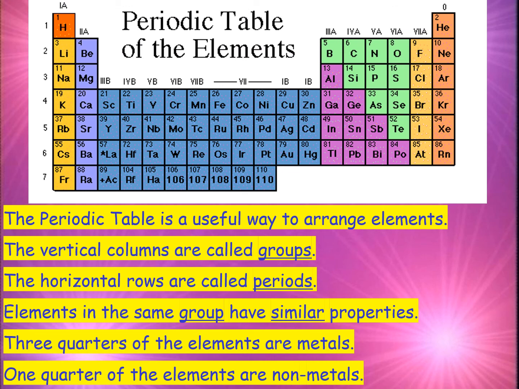Okay? The periodic table is a way to arrange elements. The vertical columns are called groups. The horizontal rows are called periods. Elements in the same group have similar properties. 3/4 of the elements are metals. 1/4 of the elements are nonmetals.